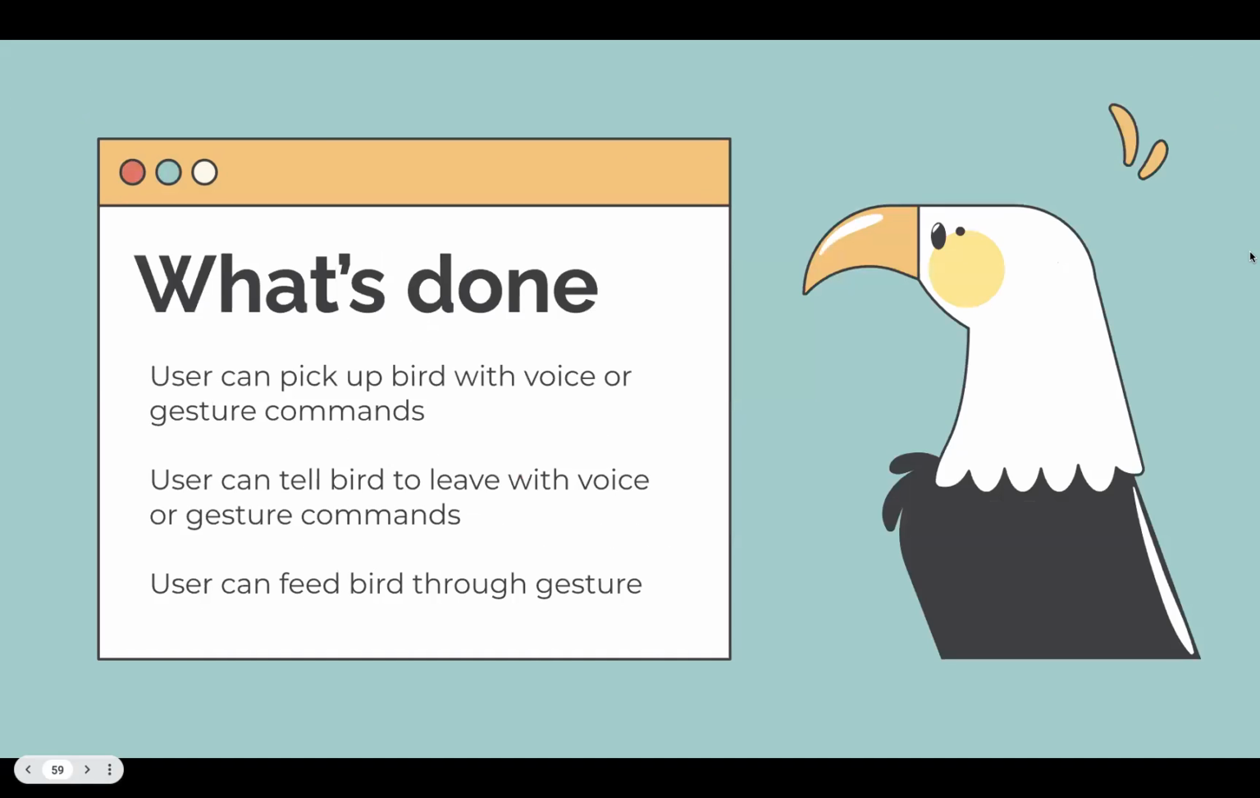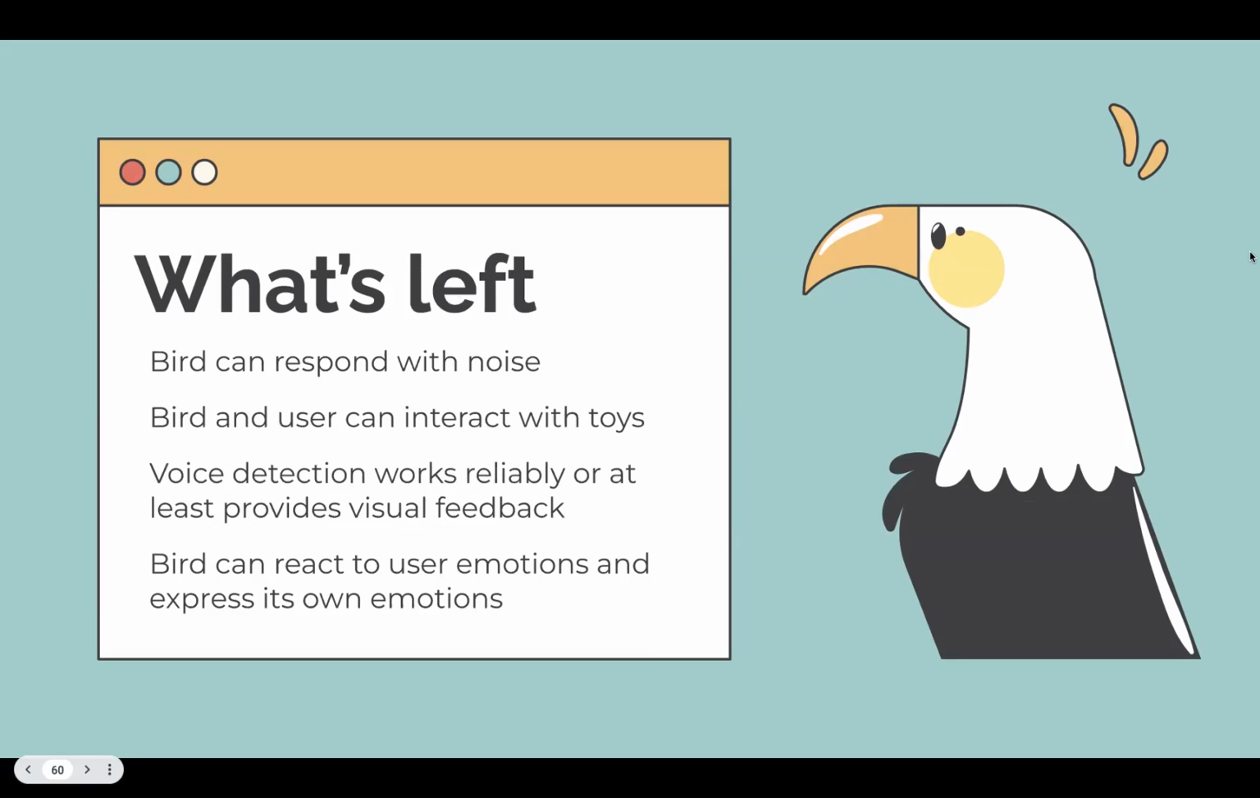So what have I done so far? I've allowed the user to pick up the bird or tell the bird to leave. And I've also allowed the user to feed the bird. What's left? Allowing the bird to respond with noise, interact with toys, improving the reliability of voice detection, and allowing ways for the bird to express or react to emotions.